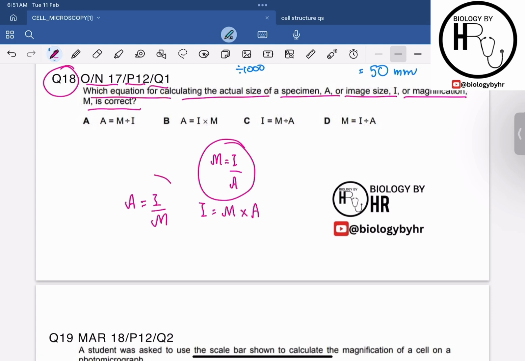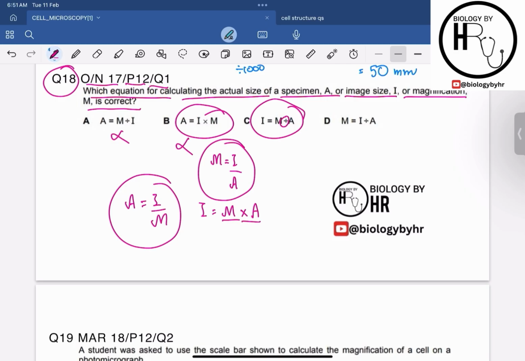So if I talk about A over here, this is incorrect, right? And then over here also for the actual length, this formula is incorrect. For the image length, you can see that magnification is multiplying by the actual length, not dividing. So this is also incorrect. Then over here you can see that this is the correct formula where the magnification is equal to the image length divided by the actual length. Hence the correct answer for this MCQ would be option D.